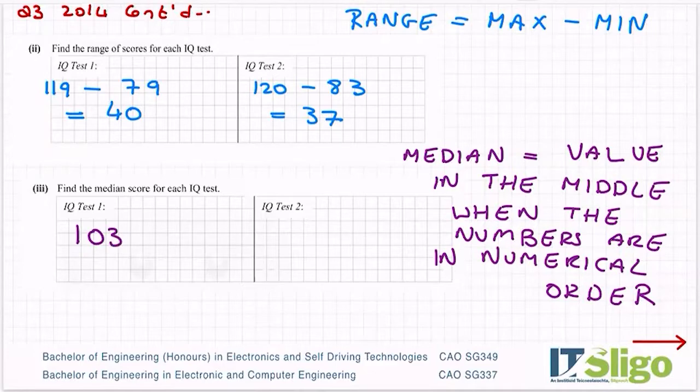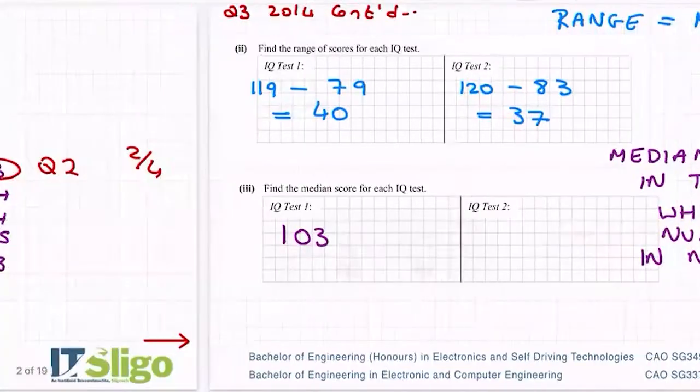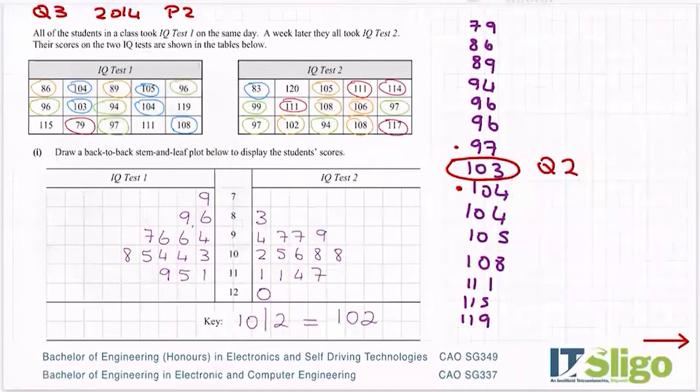Okay, I hope that makes sense. I'm going to do the same thing now for IQ test 2. It is possible to do these on the stem and leaf, guys, and some people are really good at them. You can go, there's my first value, my second, my third, my fourth, my fifth, my sixth, my seventh, and that's you at 97, okay?